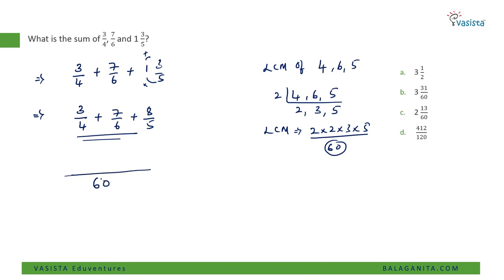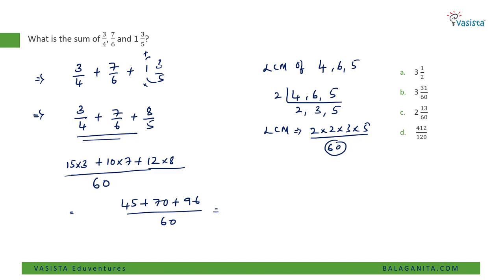You need to divide 60 by 4. That is 15. That into 3, multiplied with the numerator, plus 6: 60 divided by 6 is going to be 10. 10 into 7, plus 5: 60 divided by 5, that is 12. 12 into 8. Now multiply it here. 15 3s are 45 plus 10 7s are 70 plus 12 8s are 96, over 60.